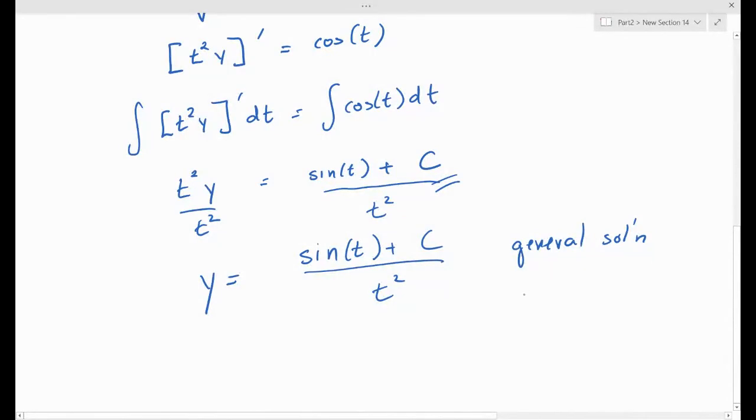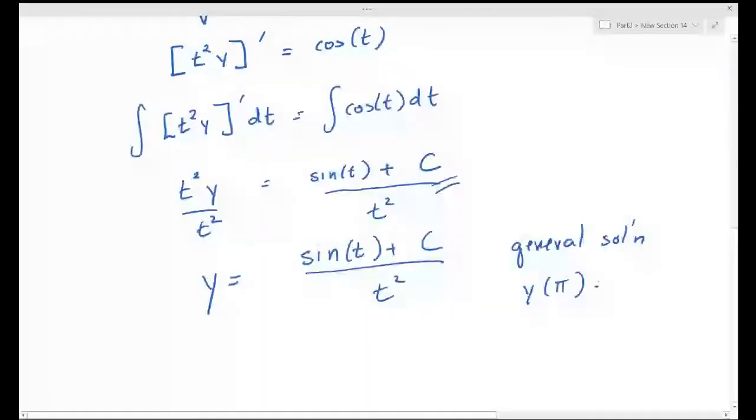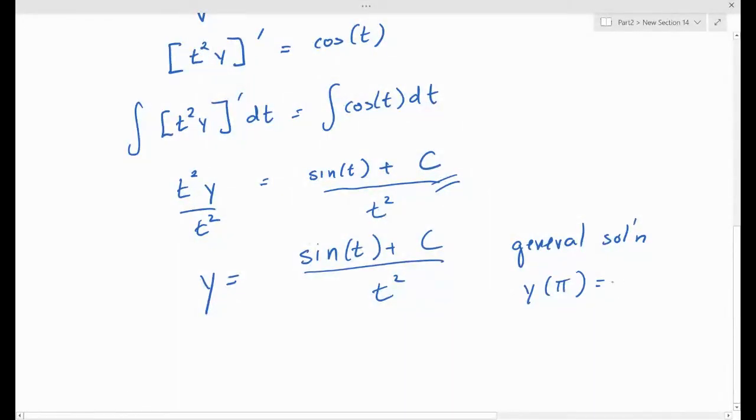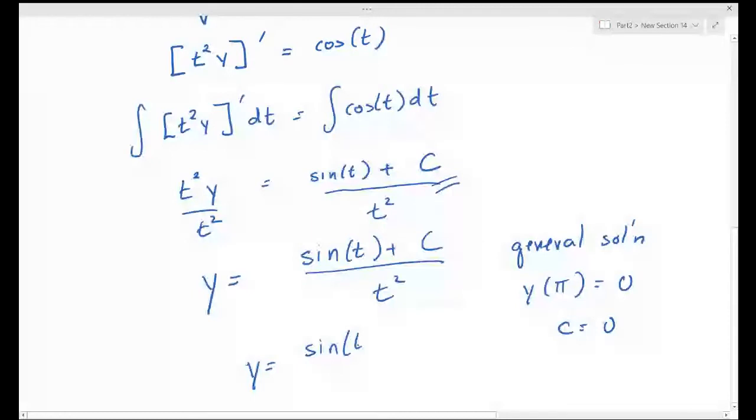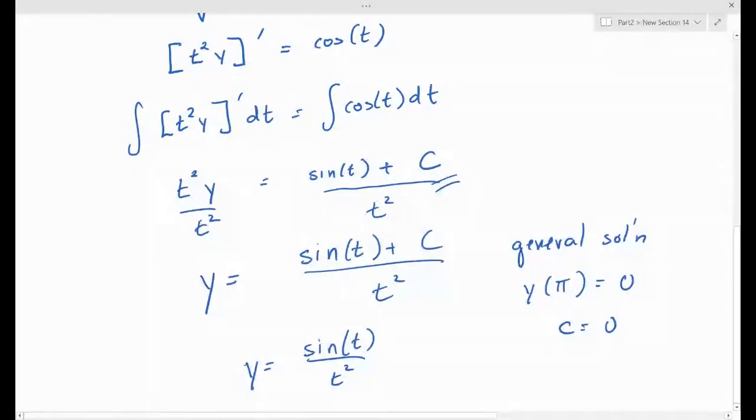And if you had an initial condition, say y of pi equals 0, you plug it in, and c would be 0 in that case. We can plug in and solve for c. That way we have a particular solution satisfying the differential equation with the initial condition.